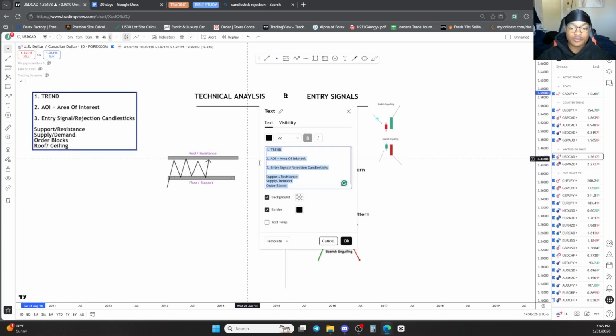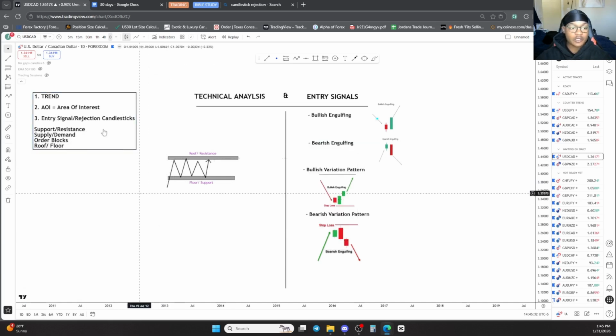Oops, not roof and ceiling, roof and floor. When we're looking at all these words, support and resistance, supply, demand, order blocks, those are the same thing as the roof and the floor. Support is the floor. Supply is the floor. Order blocks is both support and resistance, the roof and the floor. So when we're hearing support and resistance, supply, demand, think about your roof and your floor, right?